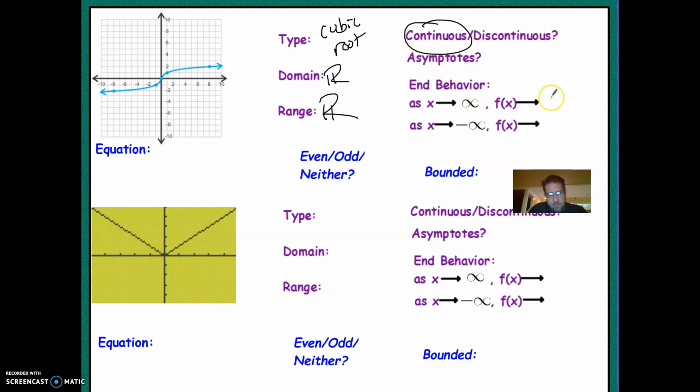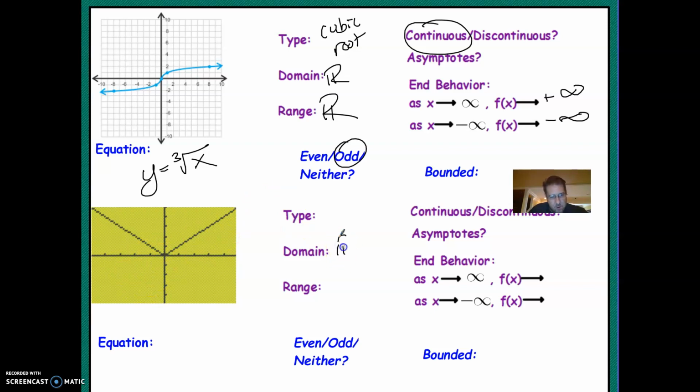The further you go to the right, the further it goes up towards infinity, and the further you go to the left, the further it goes down towards infinity. And this is y equals the cubic root of x. This is not bounded because it goes up and down infinitely. Remember that? So there is no bounding above or below. This is an odd function because every point over here has an equal and opposite point on the other side of the origin. Next we have absolute value.